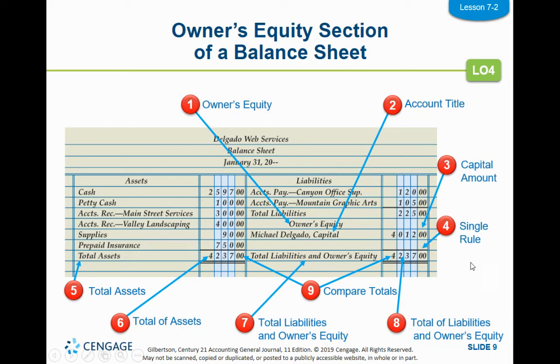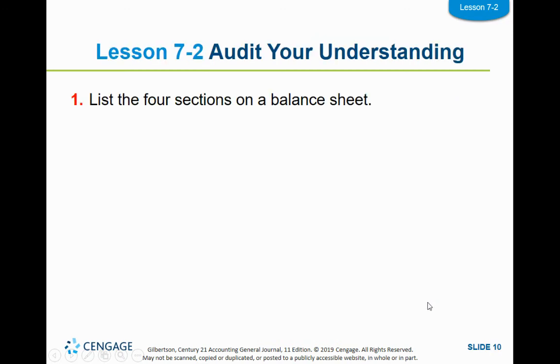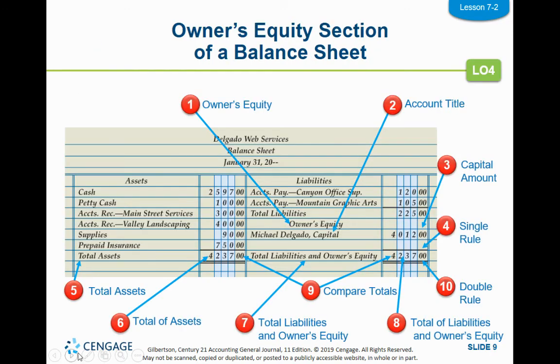Because the whole point of this statement is to show that our accounting equation, assets equals liabilities plus owner's equity, is still in balance. If they do balance, you double rule to show that they are equal and in balance, and that's how you do a balance sheet.